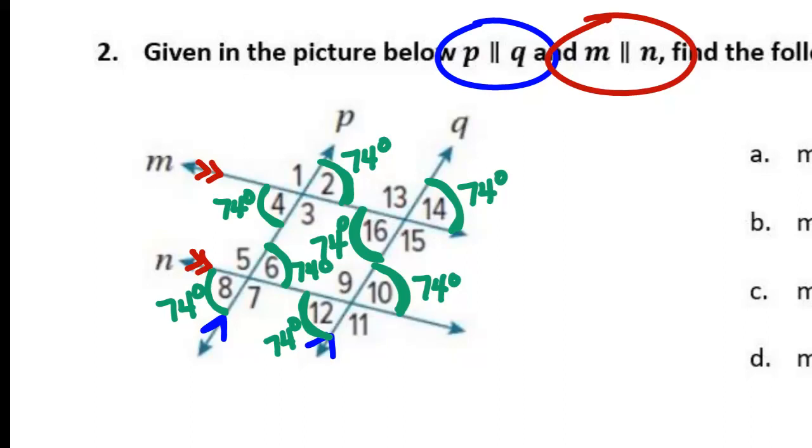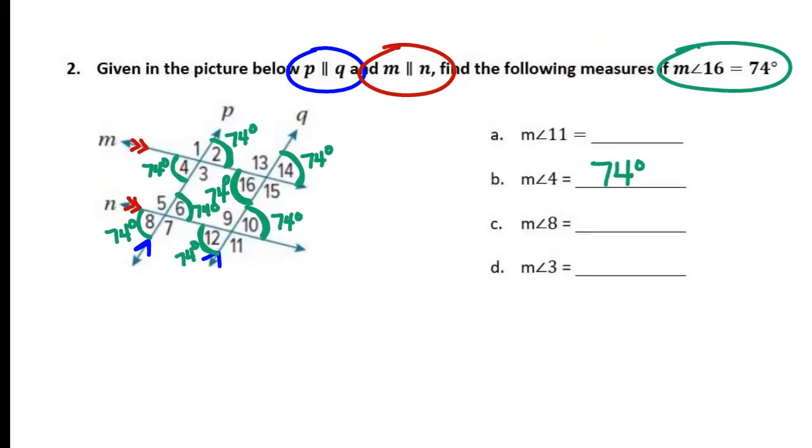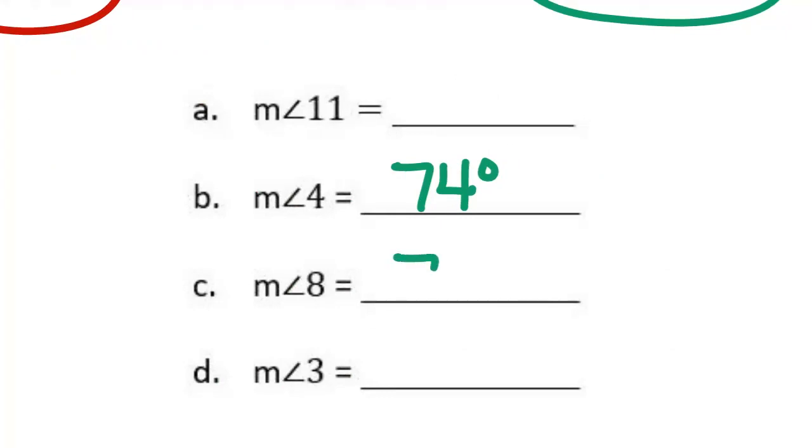Part B, measurement of angle 4. That's one of the ones that we marked as congruent because it's a corresponding angle to 16. So angle 4 is 74 degrees. Angles 4 and 8 are corresponding angles. So since 4 is 74 degrees, that means 8 also has to be 74 degrees.